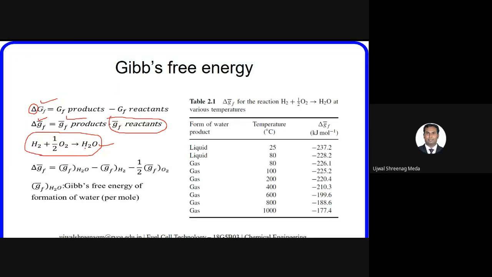This Gibbs free energy of formation of water depends on the temperature.